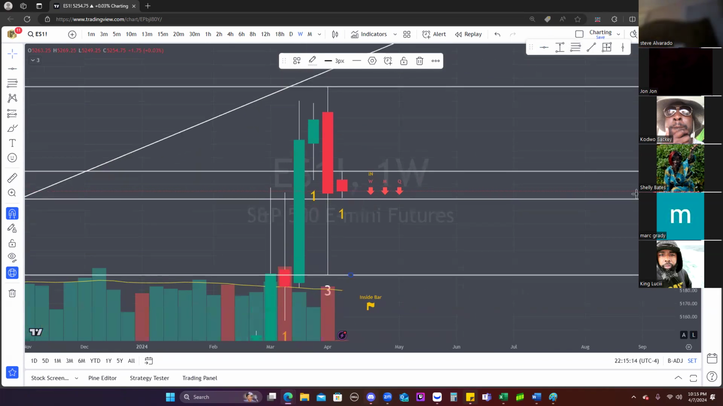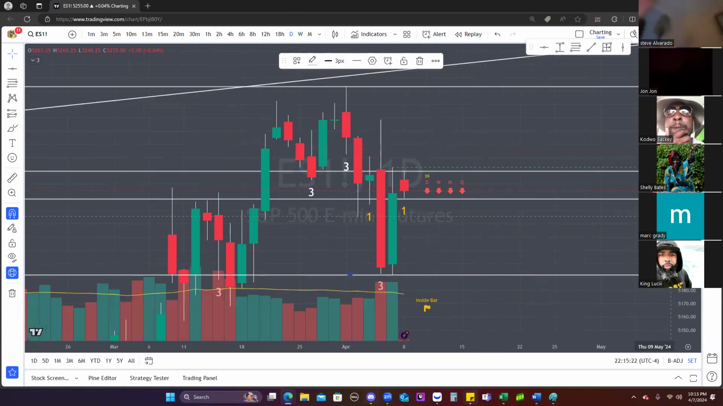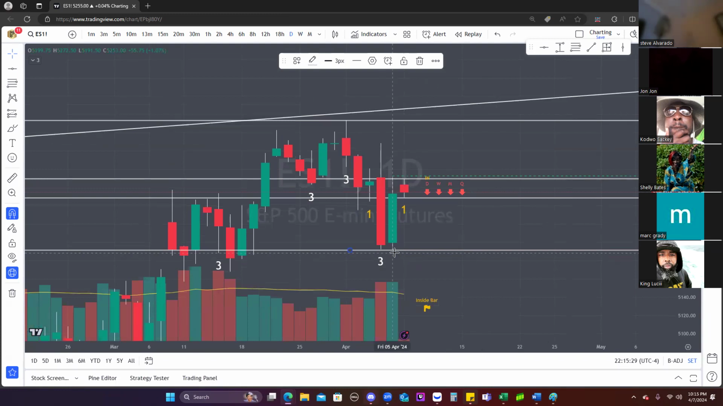All right. So now what we have here is we constructed a range, and I will drop down from this range to see what the daily is doing. And here's our 3, 2, 1 on the daily, because technically that went 2 down.